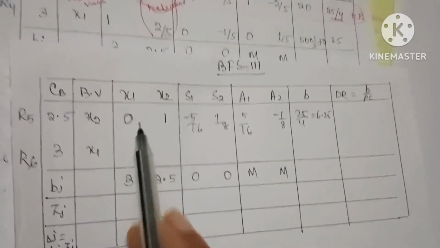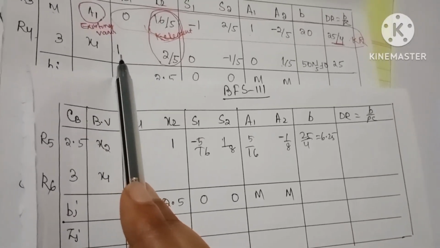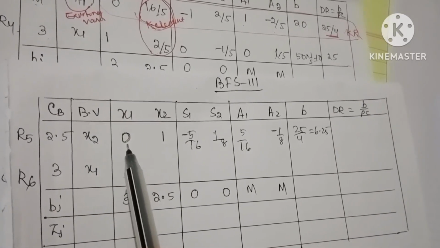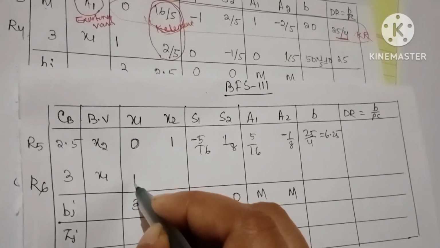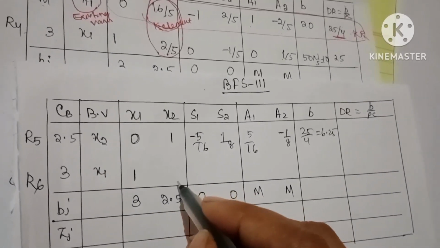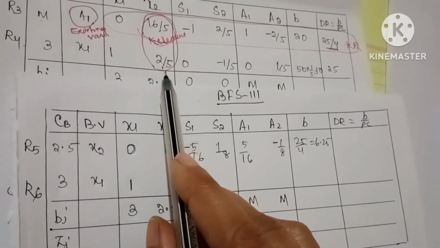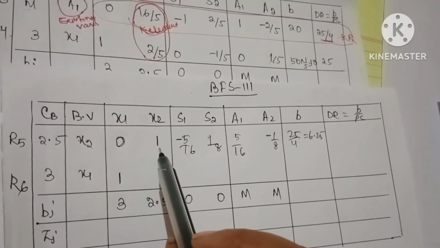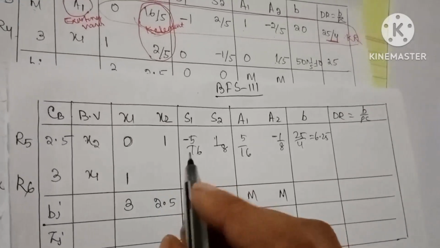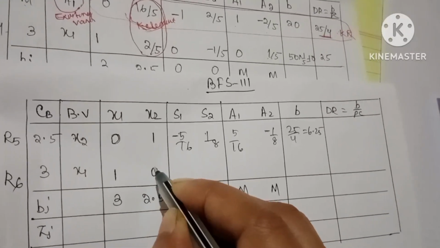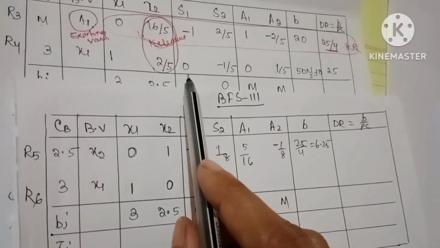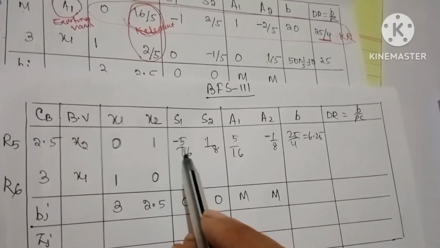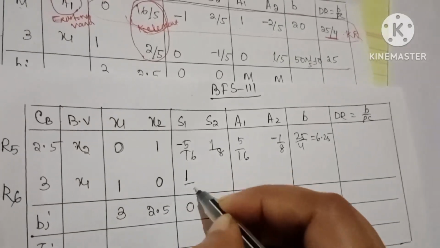So here the old value is 1. So 1 minus 2.5 times of 0, so this will become 1. The next one, old value is 2 by 5. 2 by 5 minus 2 by 5 times of revised pivot row, that is 2 by 5 into 1. So this will become 0. Then next is old value 0 minus 2 by 5 times of a revised pivot row. So this is your 1 by 8.